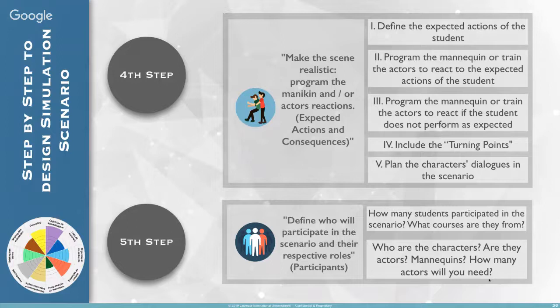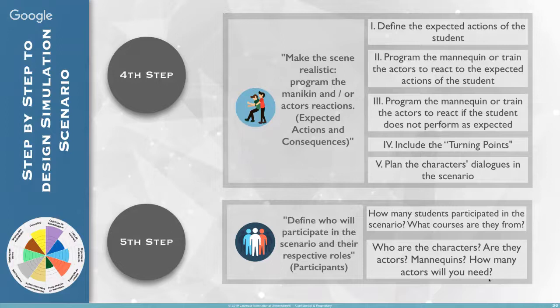The turning points are those moments where the scenario may take one or another route. You can plan some actions from mannequins or actors to put the students back on track or not. It always depends on the learning objective. But you have to have in mind that at some point the scenario may take one or another route, so you need to plan this point very well, because this is going to be the turning point of the scenario. The fifth step is defining the participants.